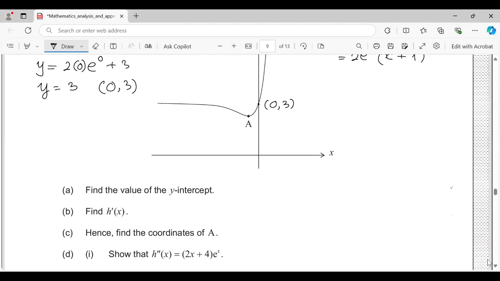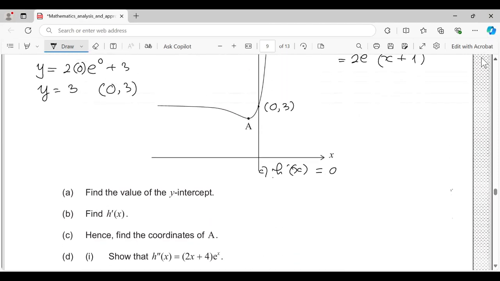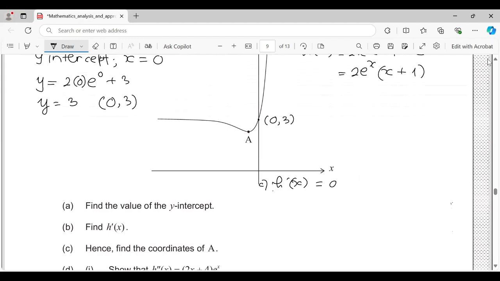Find the coordinates of A. We're going to find this local minimum coordinate point. We can determine a local minimum if the first derivative equals 0. If the first derivative equals 0, so it means 2 e power x (x plus 1) equals 0, or x plus 1 equals 0. So x equals minus 1.